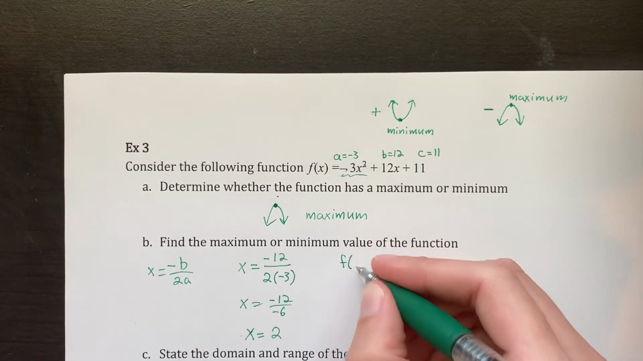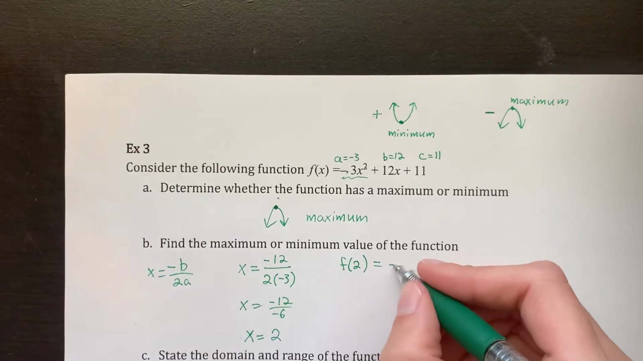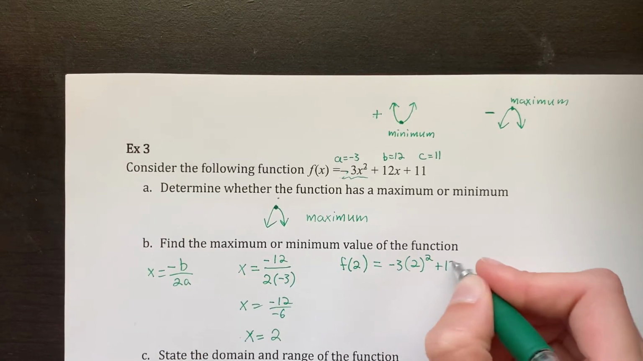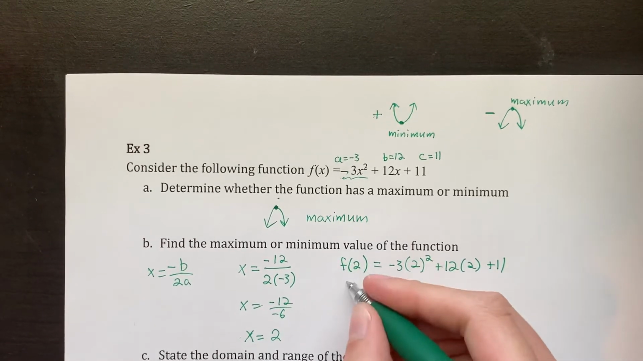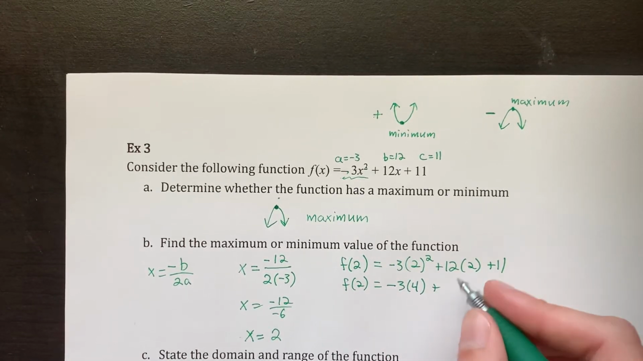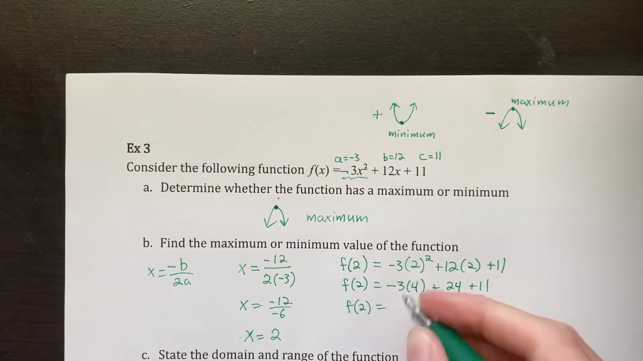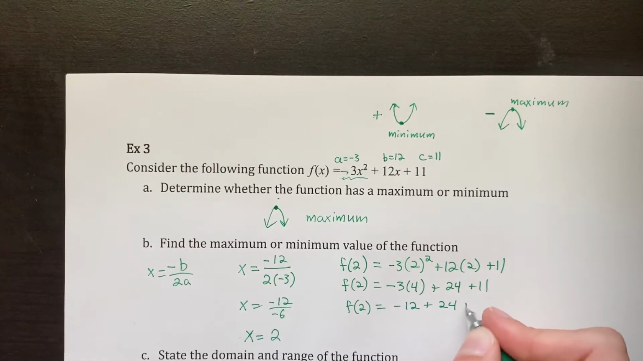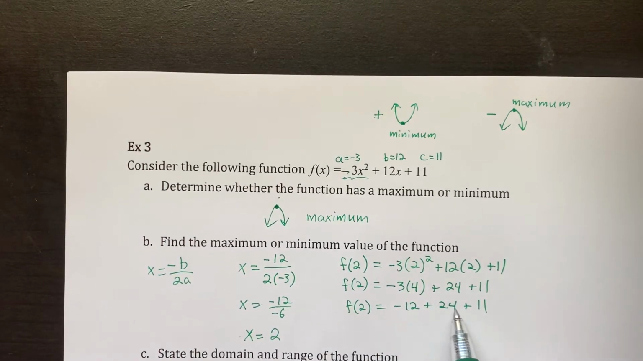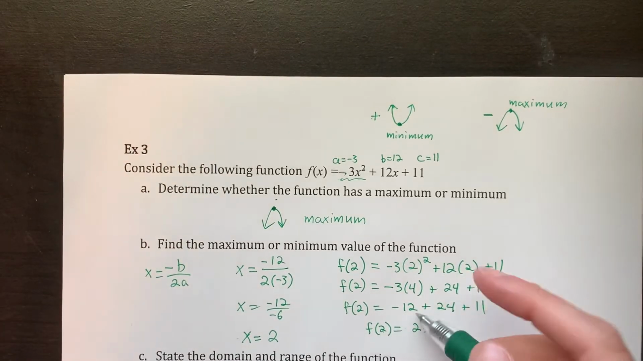So when I plug in my x value of 2, this just means what's my y value when the x value is 2. When I plug in that 2, I'm going to have negative 3 times 2 squared plus 12 times 2 plus 11. Simplifying, I have negative 3 times 2 squared is 4. 12 times 2 is 24. Negative 3 times 4 is negative 12 plus 24 plus 11. Negative 12 plus 24, or 24 minus 12 is just 12. And then our 12 plus 11 gives me a 23. So f of 2, or my y value when my x value is 2, is 23.